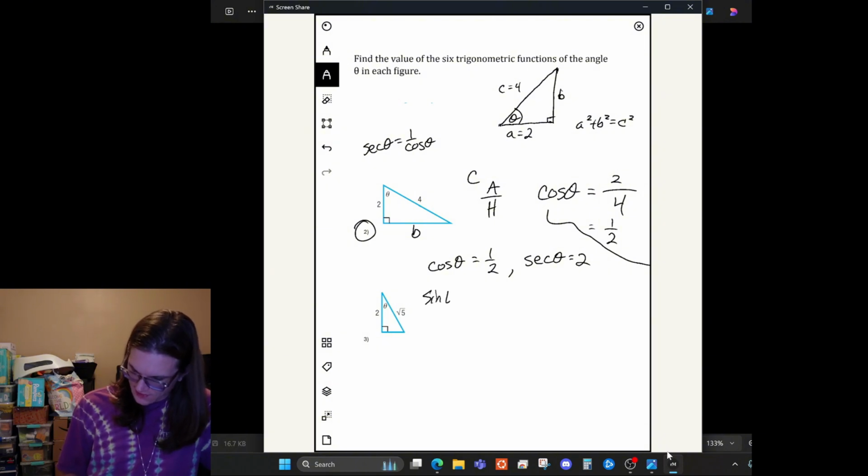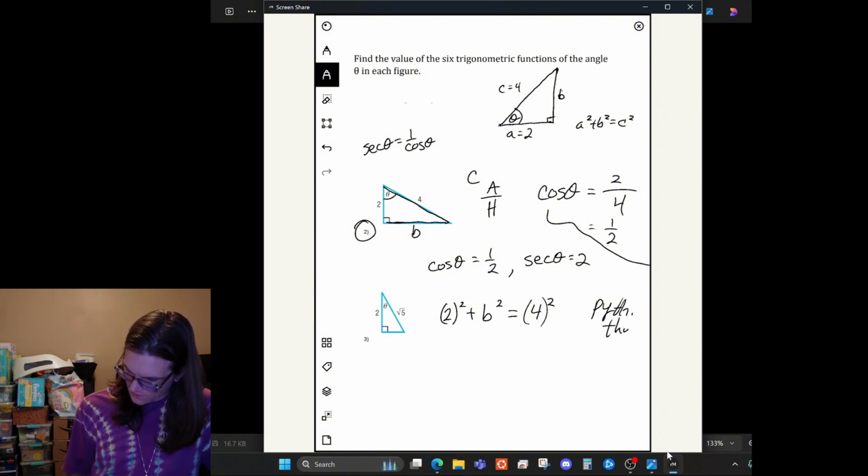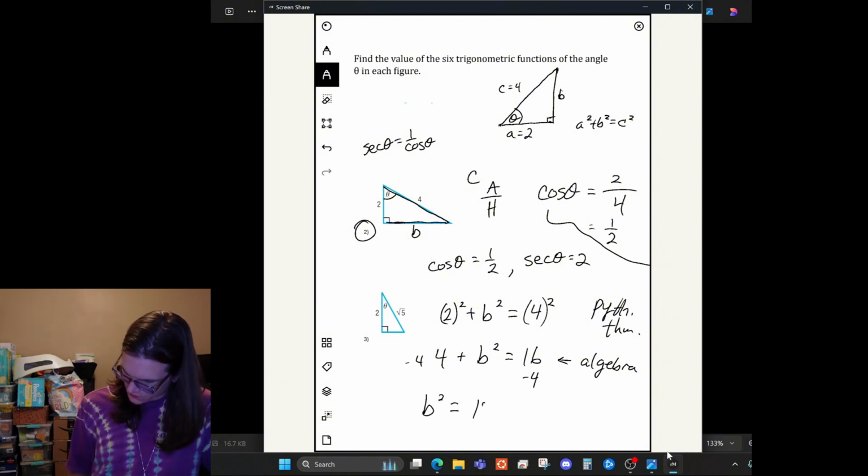So I want to know sine of theta, but sine requires opposite over hypotenuse. So b over 4, sine of theta is b over 4. We don't know what theta is, so we're kind of stuck. What we can do is say, okay, a squared plus b squared equals c squared. This is Pythagorean theorem. So 4 plus b squared is 16. Then it's algebra time. We'll do minus 4 minus 4. So we have b squared equals 12.